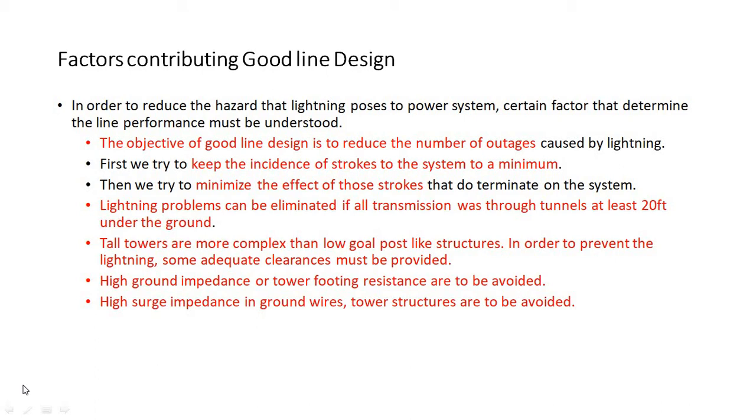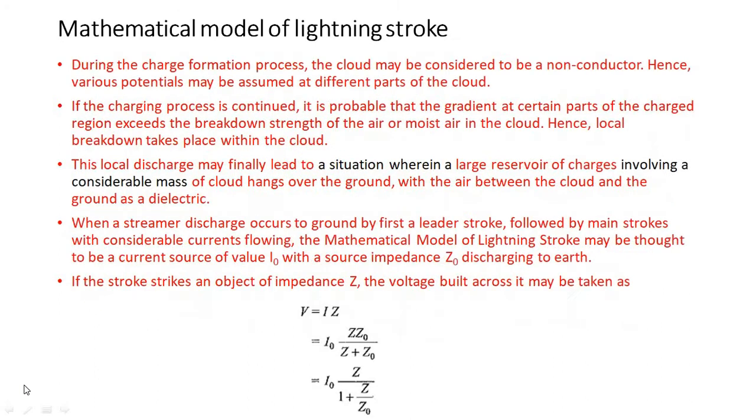Tall towers are more complex than low goal post-like structures. In order to prevent lightning, adequate clearance must be provided. High ground impedance or tower footing resistance is to be avoided. High surge impedance in ground wires and tower structures is to be avoided.